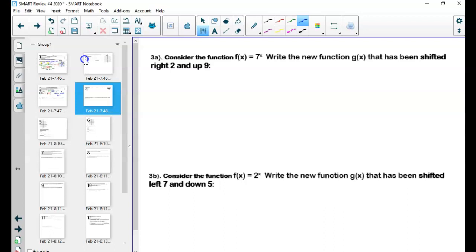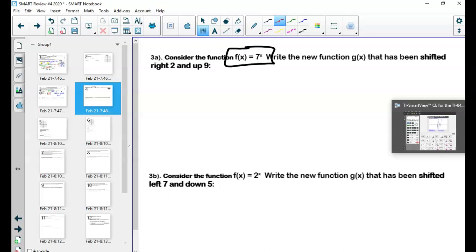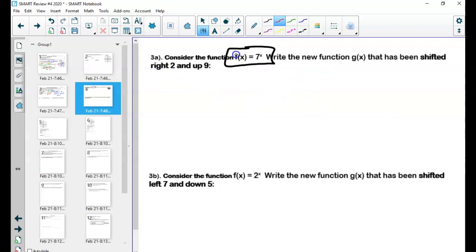This next one, again, it's a bit of a thinker. You don't really need your calculator. Here's the original, and I want you to graph me a new one that's been shifted to the right 2 and also up 9. So when I think about my function, it's b to the x minus h and then plus k.